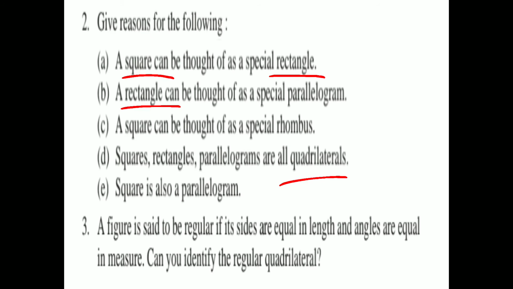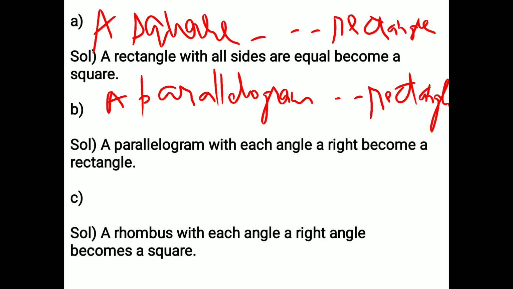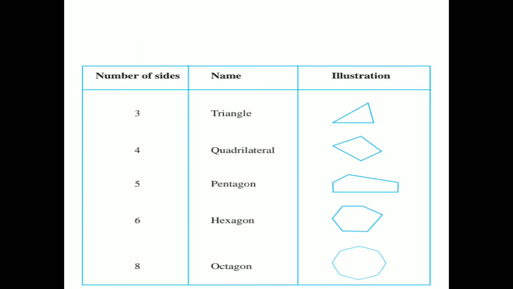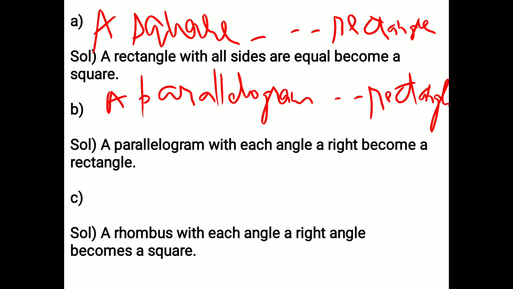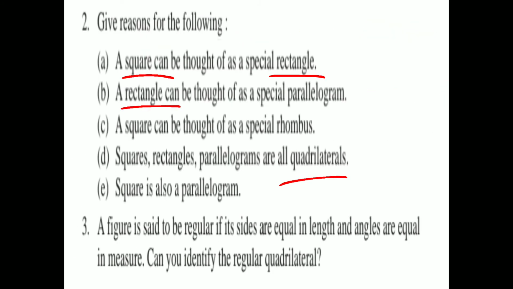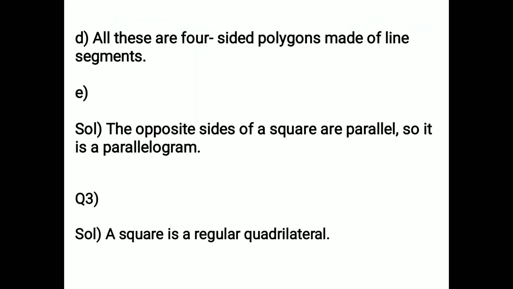Now part E. They are saying a square is a parallelogram. For a parallelogram, opposite sides should be parallel. So are the opposite sides of a square parallel? Yes. So we write, opposite sides of a square are parallel, so it is a parallelogram. Now question number 3. A figure is said to be regular if its sides are equal in length and angles are equal. What type of figure is it? Having equal sides and equal angles, that is a square. So you write in question 3, a square is a regular quadrilateral. Clear? Only this you write in the copy.